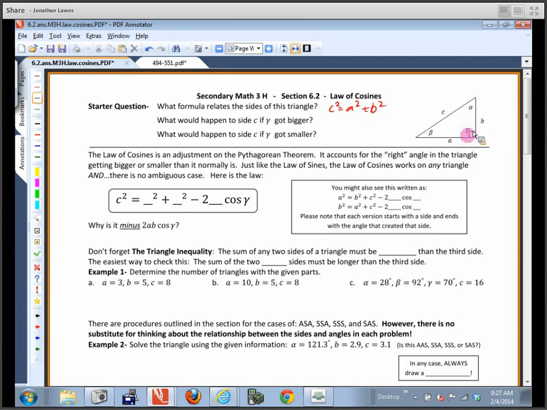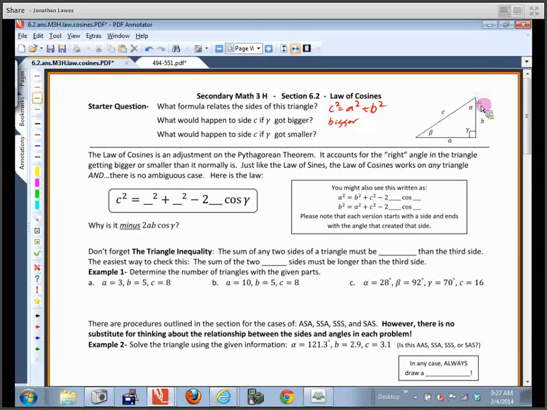And I'm calling that right angle gamma. So what would happen to side C? What would happen to the hypotenuse if gamma got bigger? So if I made this a little bit bigger, what would happen to, or sorry, side C. Okay, it would get bigger, right?